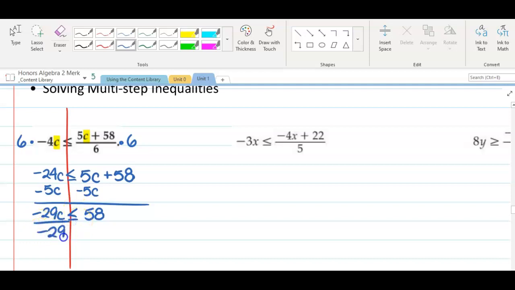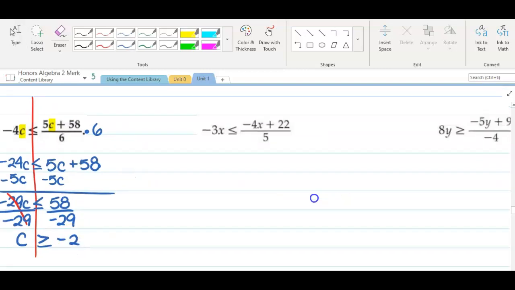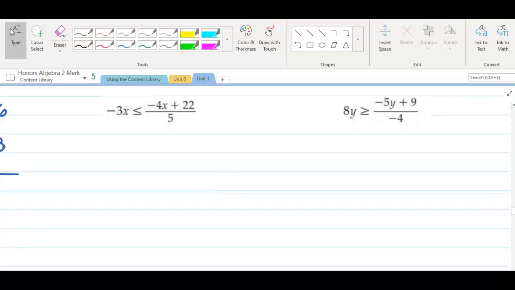Then I'm going to divide by negative 29 on both sides, which means I'm instantly going to flip my symbol because I'm now dividing by a negative. I have c is greater than or equal to negative 2 for my answer. Try these next two and see if you get the same thing after you pause the video.